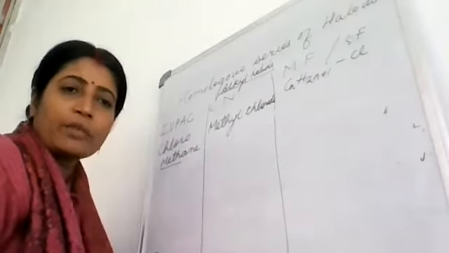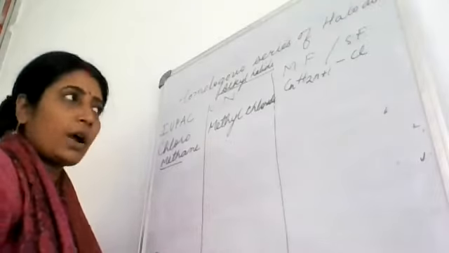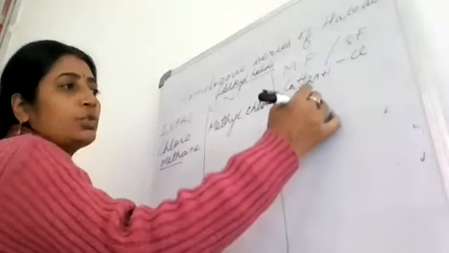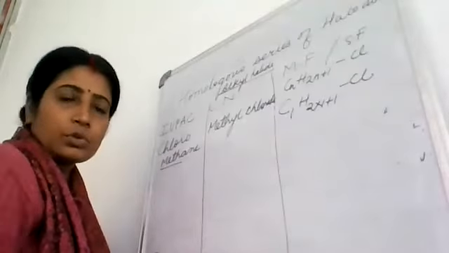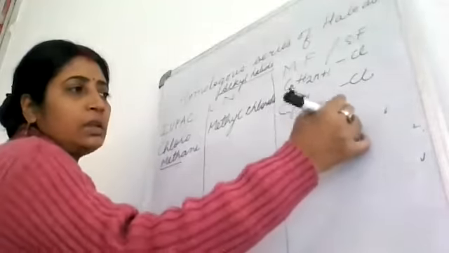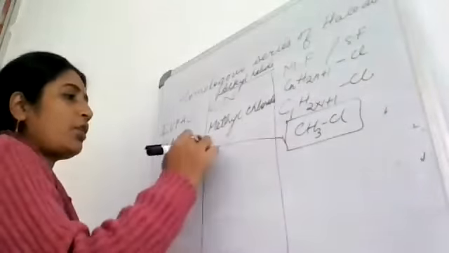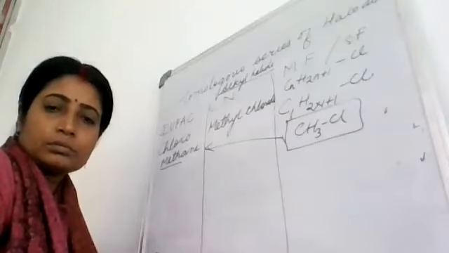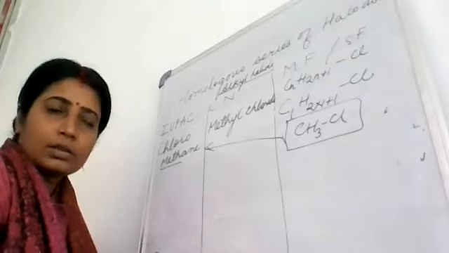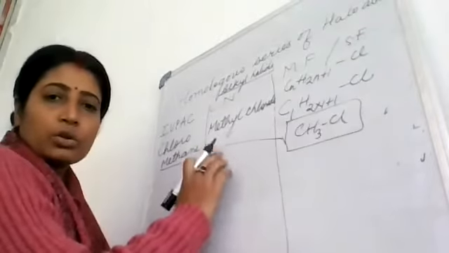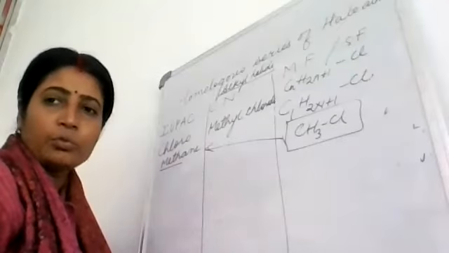N indicates the number of carbon atoms. So how many carbon atoms are present here? One. We write C1H2×1+1Cl. So it will be CH3Cl. This is the molecular formula of chloromethane. Now next we have to write down the structural formula.